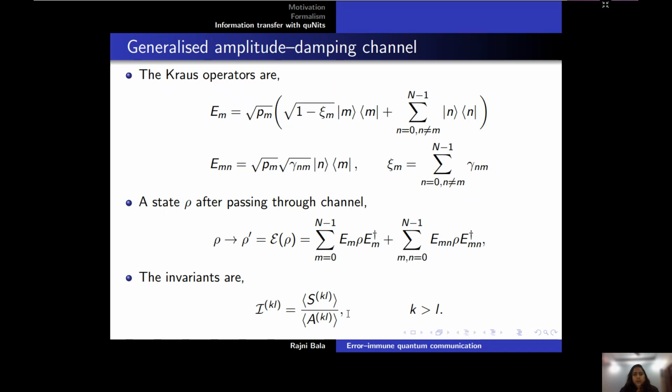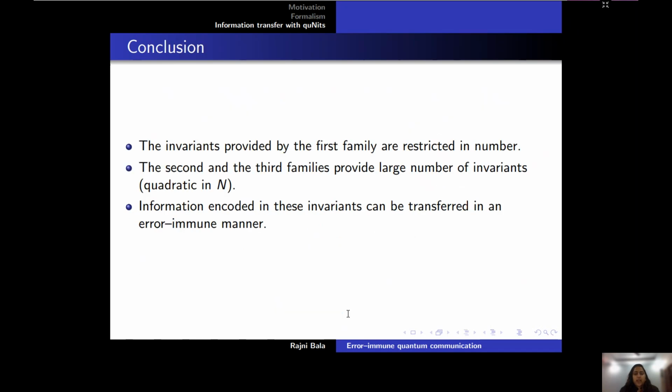So we have considered plenty of noisy channels for a QNet system using the formalism, which shows that we can encode information and we can even send information without any error and without using any costly resources such as entanglement. So I conclude my talk with this information: the first family provides us with a restricted number of invariants, whereas the second family provides us a large number of invariants, usually quadratic in number.